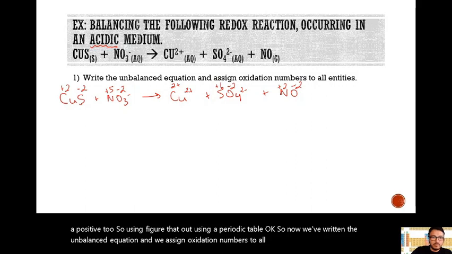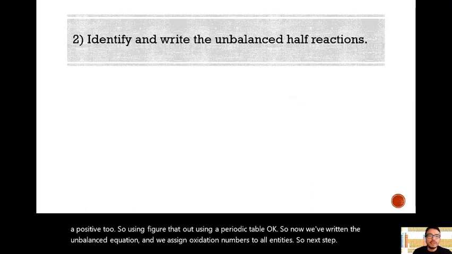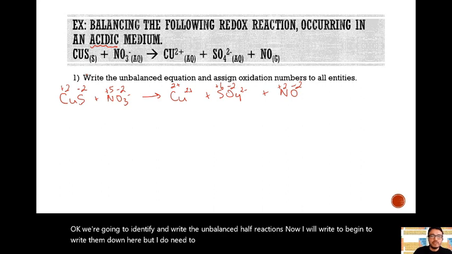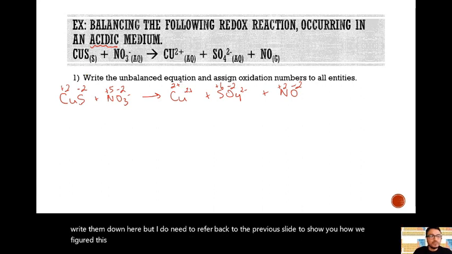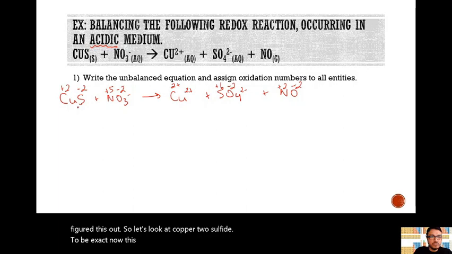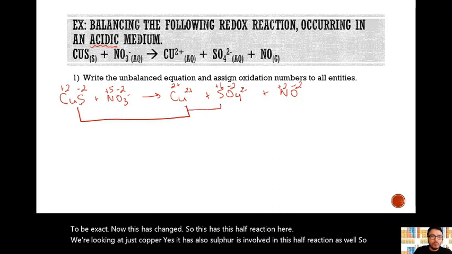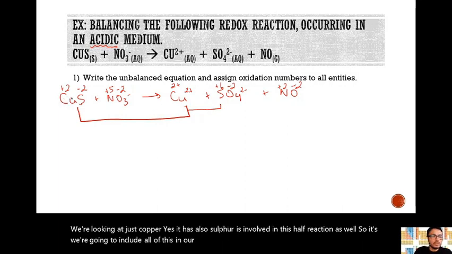So next step. Okay, we're going to identify and write the unbalanced half reactions. Now I will begin to write them down here, but I do need to refer back to the previous slide to show you how I figured this out. So let's look at the copper. Copper 2 sulfide, to be exact. Now this has changed. If we're looking at just copper, yes, it has also sulfur involved in this half reaction as well. So we're going to include all of this in our half reaction, but look at the charge on copper and sulfur, see if that has changed.